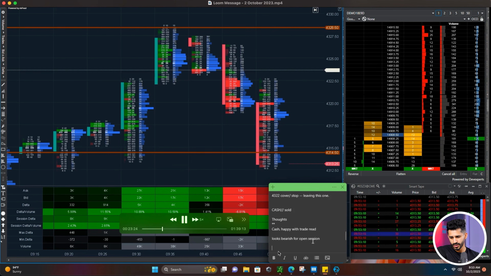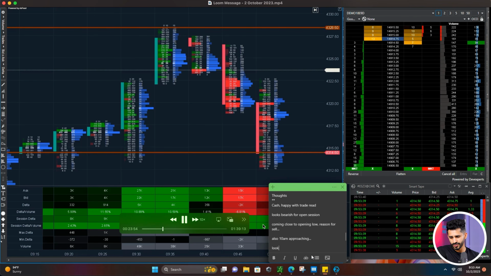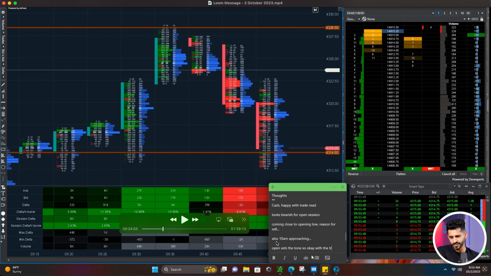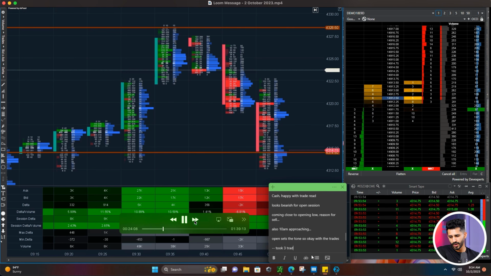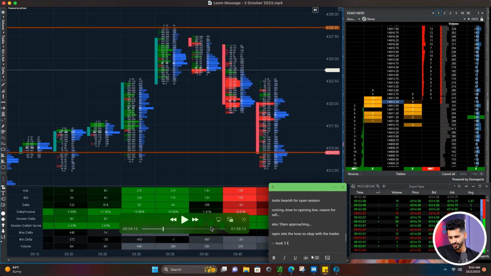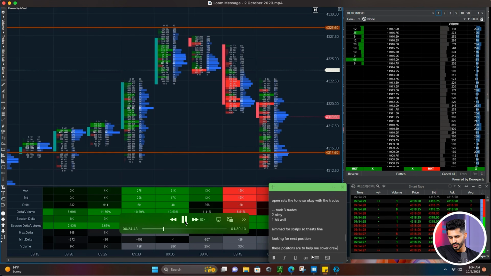Cash, happy with the trade, looks bearish for open session. Coming close to opening low, reason for sell. Second reason, 10 a.m. approaching, ISM is coming out. I don't like to hold trades during these economic events, so that's also why the opening becomes really, really tough for me. Took 3 trades so far, 2 scratch, one good, right? That was a solid trade.